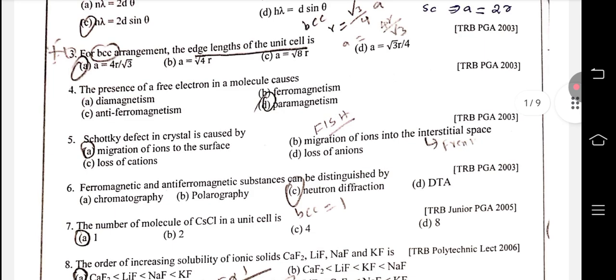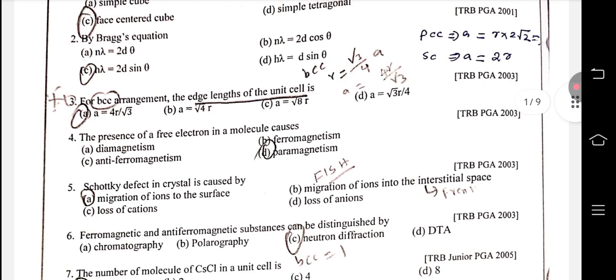In the BCC arrangement, the edge length of the unit cell: A equal to 4R divided by root 3. FCC: A equal to R into root 2 into root 2, therefore root 8 R. SC: A equal to 2R.